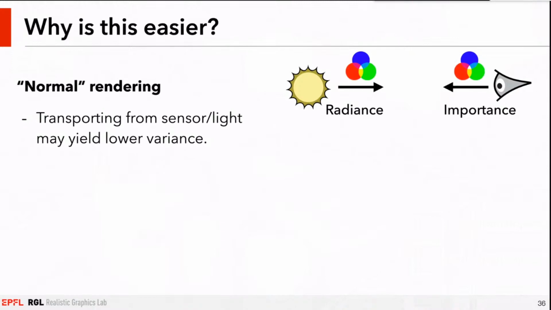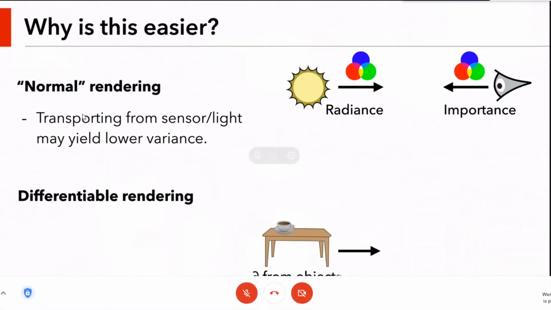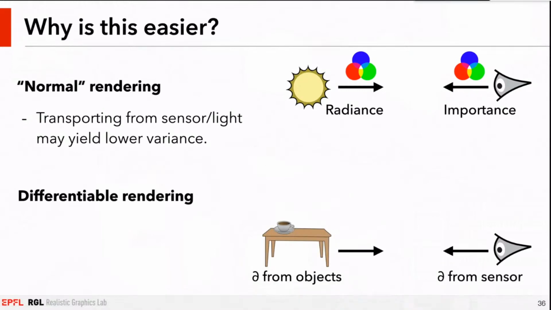And all of these quantities are spectrally varying. In a renderer, that typically means we have a red, green, and blue channel. Now, in a differentiable renderer, we're not propagating light, but we're propagating derivatives. So we're sending out derivatives from the objects and we're sending out derivatives from the sensor. Again, these are colored pieces of information, but they are now positive and potentially negative, which we want to decrease the amount of energy in some part of the scene.